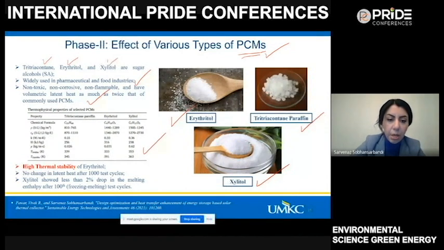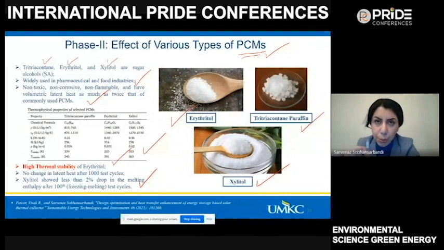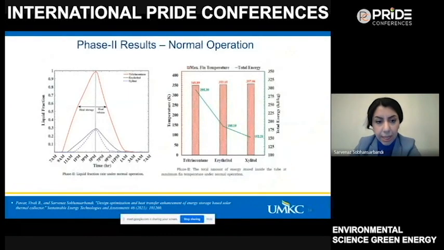We do have all the thermophysical properties of those selected materials, and among these types of PCM, erythritol, the sugar sweetener, has high thermal stability, meaning there is no change in its latent heat after 1,000 test cycles of heating and cooling back and forth. However, xylitol showed less than a 2% drop in the melting enthalpy after hundreds of test cycles. So all of those are viable and reliable sources that you can integrate within your collector.